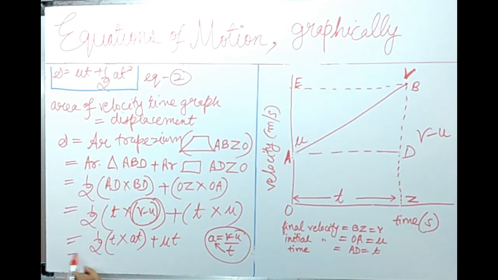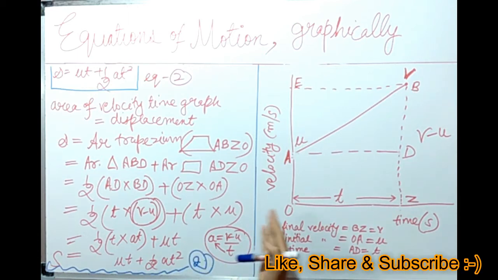So here we have got our expression: s equal to ut plus half at square. This is our second equation of motion. Have you understood this? What we have done?